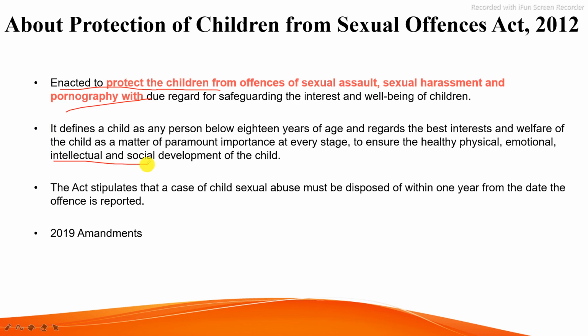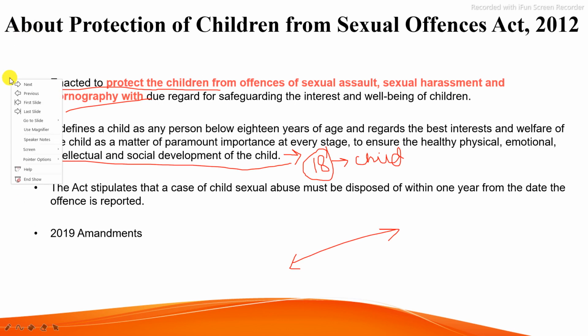This act provides the definition of a child. A child is a person below the age of 18 years. That means all persons below 18 years of age are considered children. And this act gave a maximum time limit of 1 year, so that the case must be disposed of within 1 year from the date the offence is reported. So these were the basic provisions under the act.